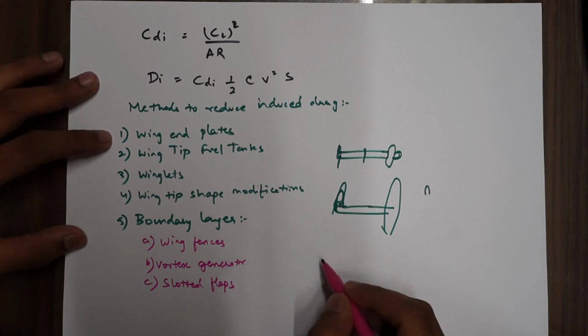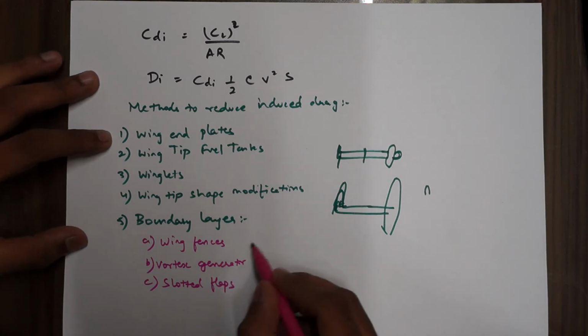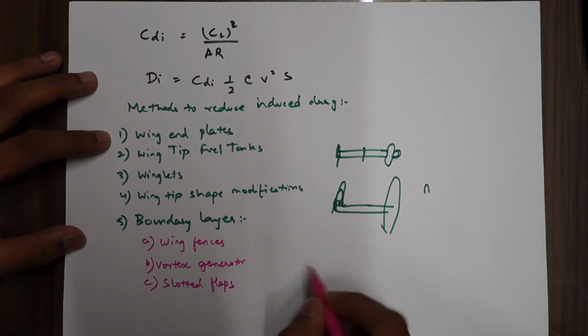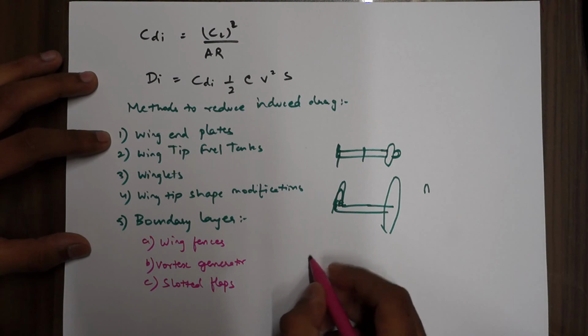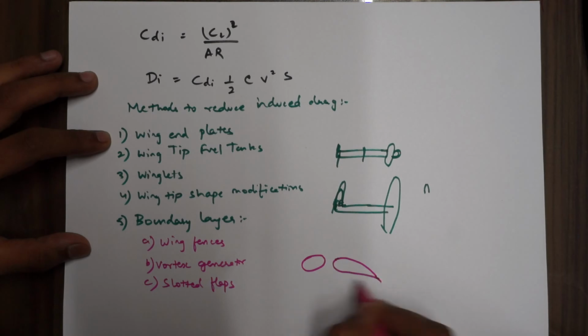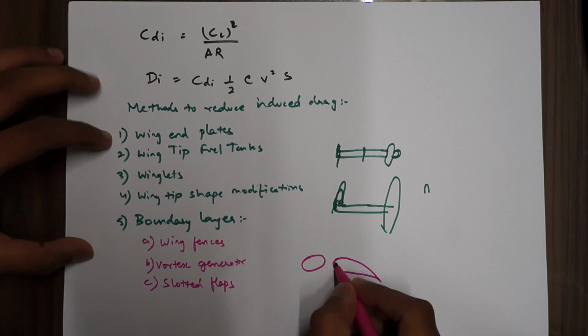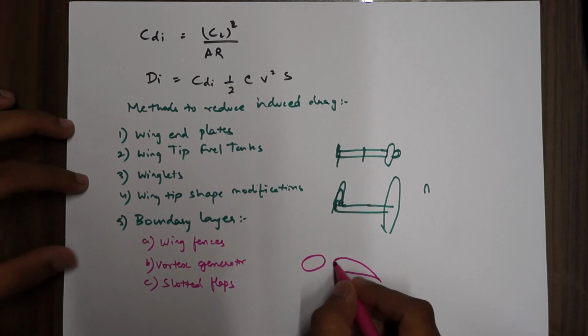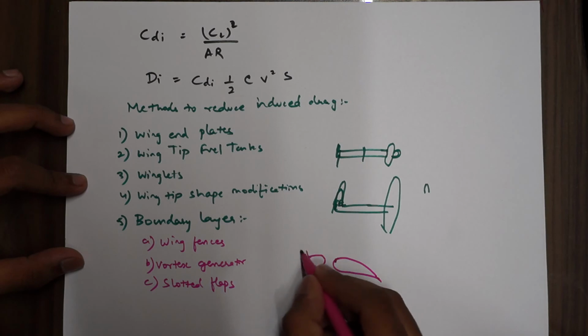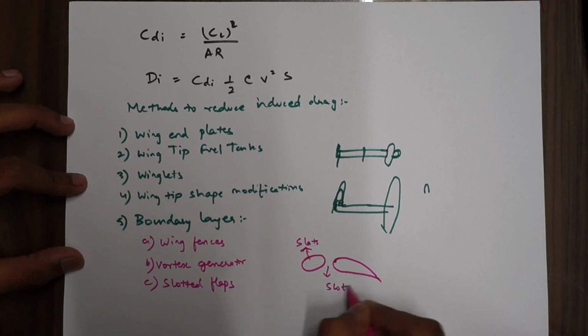So there's something called a vortex generator. These also help in avoiding span-wise differential. First we'll discuss slotted flaps. Slotted flaps are something like this. Suppose this is the wing. These are flaps that come ahead, basically slats. Slotted flaps have slots in between them. So this is your slat and this is your slot.